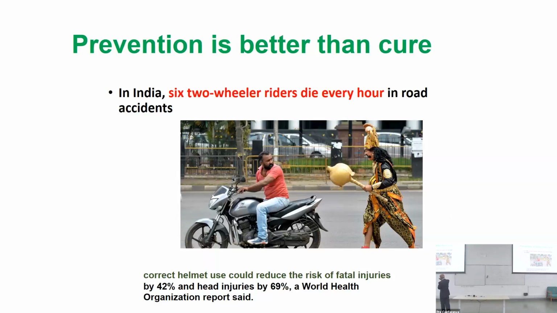This is one which I made for somebody else, for college students, who wanted to have something like this. If you look at it, 6 two-wheeler riders die every hour in road accidents. This is the data. The Amaraja is just going after that fellow because he doesn't have a helmet. So correct helmet use could reduce the risk of fatal injuries by 42% and head injuries by 69%. This is the World Health Organization's data. The principle behind this: if you are able to protect yourself, you are able to save yourself. If not, Amaraja is waiting for you.